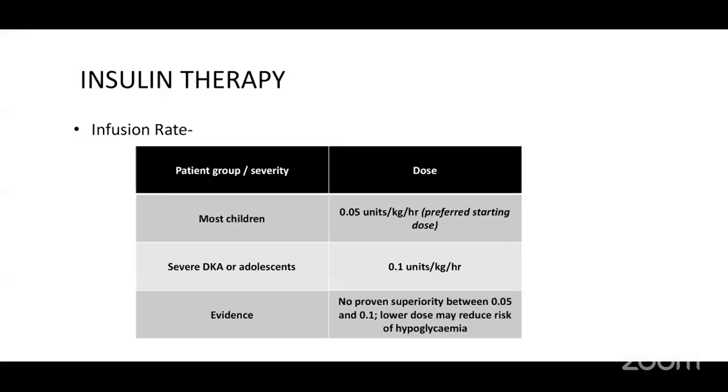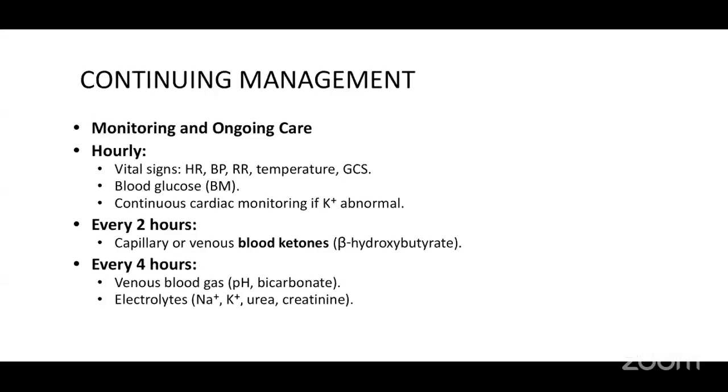Now continuing, the fluid resuscitation has been done. Potassium is in normal range. Sugars are in normal range. The continuing management includes monitoring and ongoing care. Hourly monitoring of vital signs, blood glucose, and cardiac monitoring. If potassium is abnormal, continuous ECG has to be taken every hour. Every 2 hours, you have to check the blood ketones, not urine ketones. Every 4 hours, VBG or ABG is done to check for pH and bicarbonate levels and electrolytes.